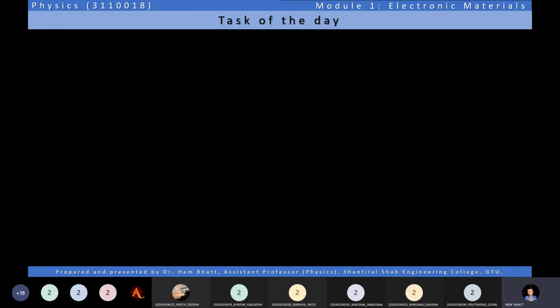Now, task of the day: Schrodinger wave equation and its solution.